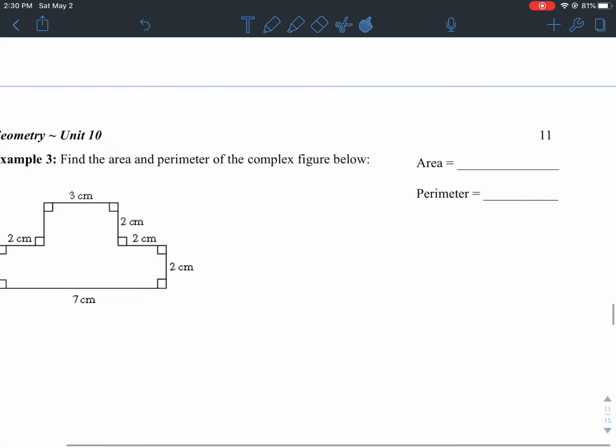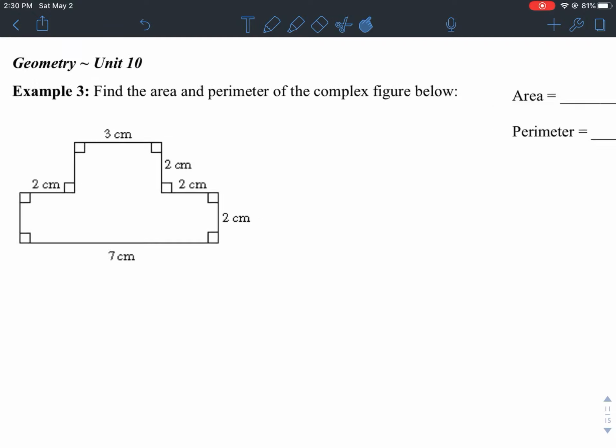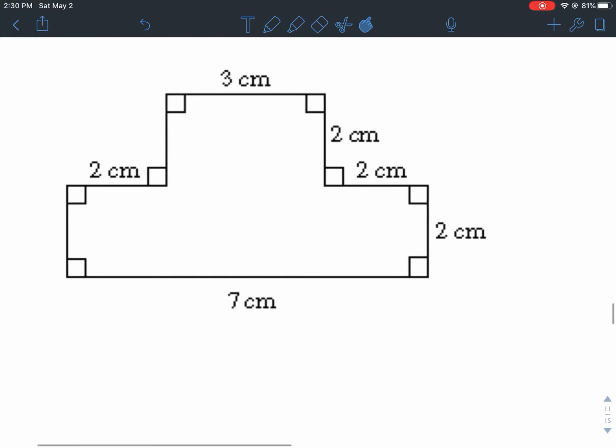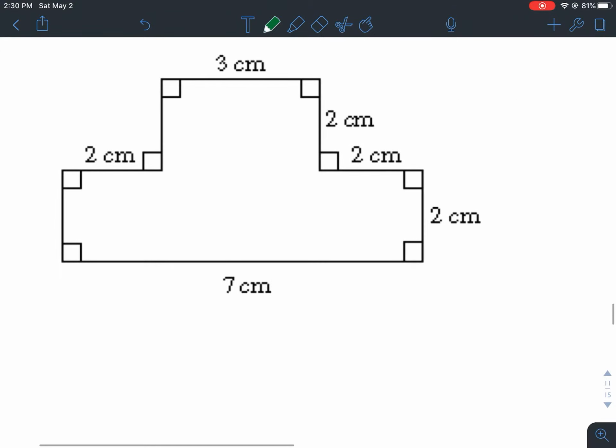So what does it mean to have a composite figure? It's a shape or a figure that can be divided into more than one basic shape. Think about it like this: here we have a complex shape, but in reality, if we break it down, we have two simple shapes: the rectangle on top and then the rectangle at the bottom.